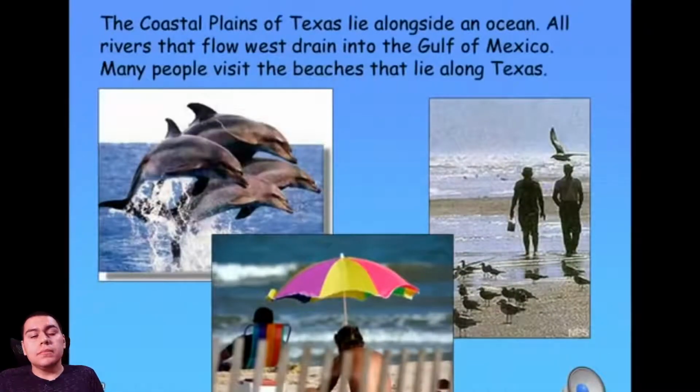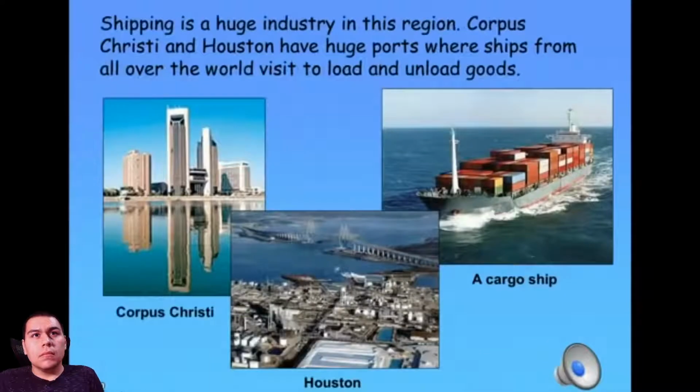The coastal plains of Texas lie alongside an ocean. All rivers that flow west drain into the Gulf of Mexico. Many people visit the beaches that lie along Texas. Shipping is a huge industry in this region. Corpus Christi and Houston have huge ports where ships from all over the world visit to load and unload goods.